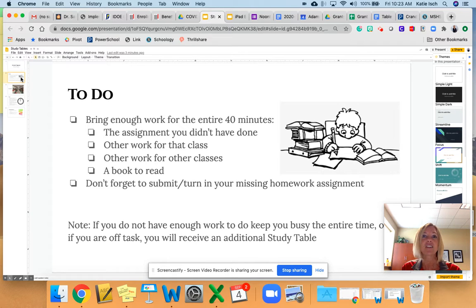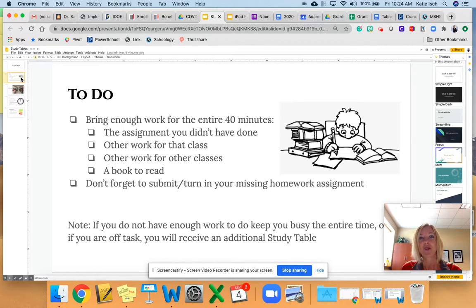When you get that class all caught up, the next thing is, do you have other homework? Get that homework done. We don't want to get into study tables too many times, so use this time to get your other homework done. And then if you run out of things to do and you're completely caught up, that means you put away your work, you put away your iPad, and you get out a book to read. That's the only other thing you can do during study tables. So those are the 4 things that you need to do in that order during study tables.